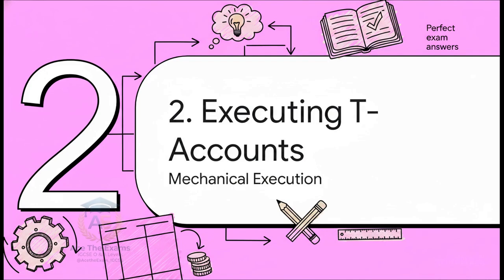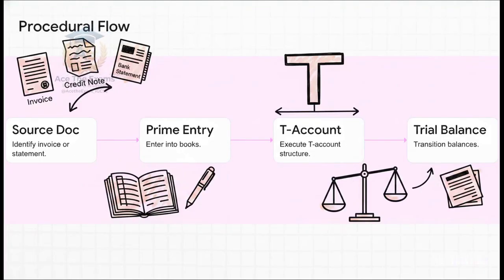Moving on to Section 2, Executing the T account. Let's move to the mechanical execution and see how this builds. If an exam prompt uses the specific command word prepare, it absolutely expects you to follow this exact sequence. Identify the correct source document, like an invoice or a bank statement, record it in a prime entry book, post it to the T account, and finally extract it to a trial balance. The goal here is a seamless, 100% accurate flow of documentation right up to the final financial statements.